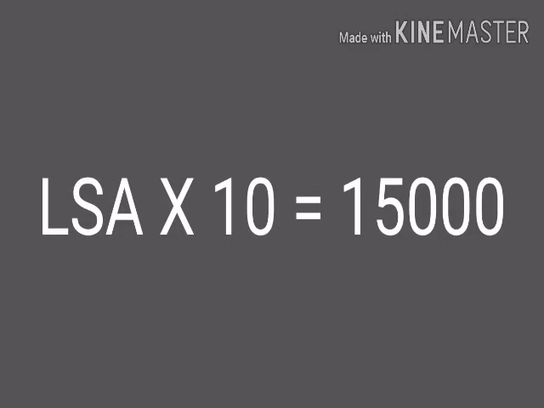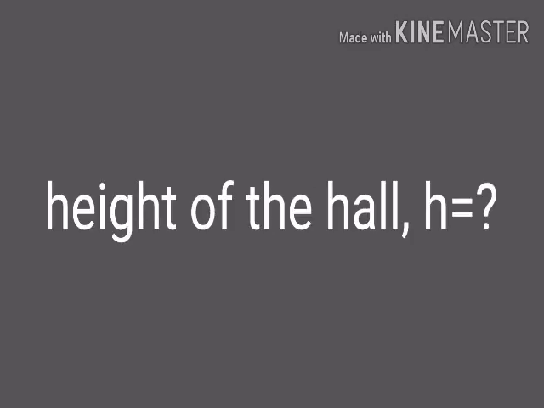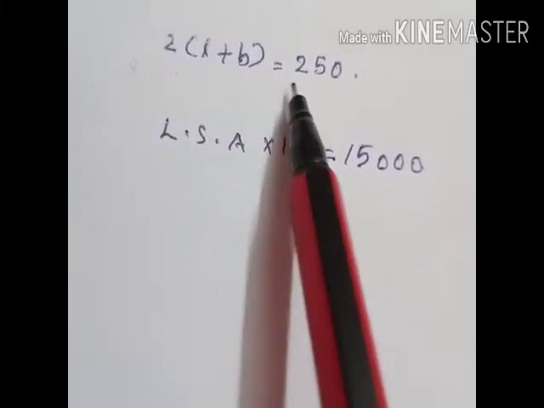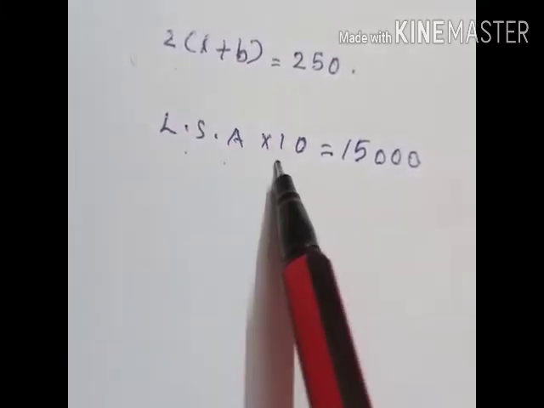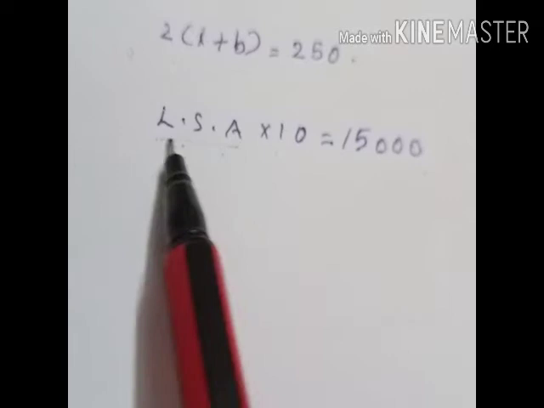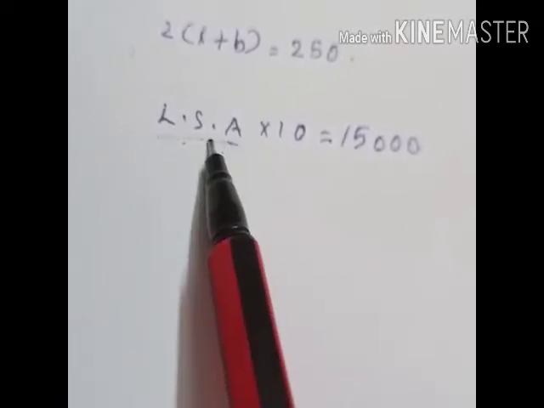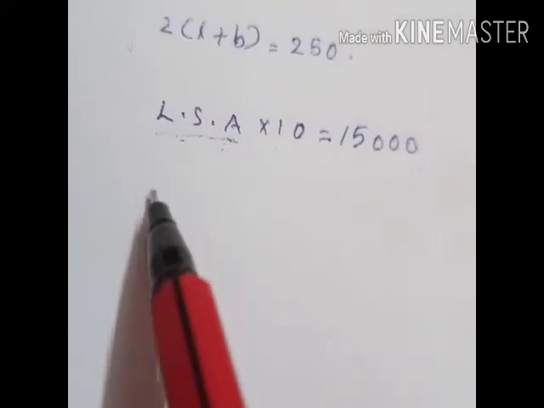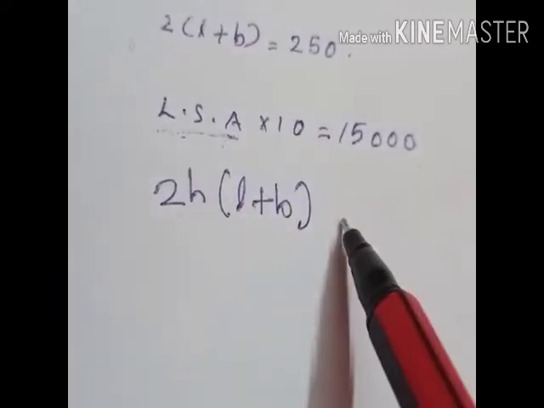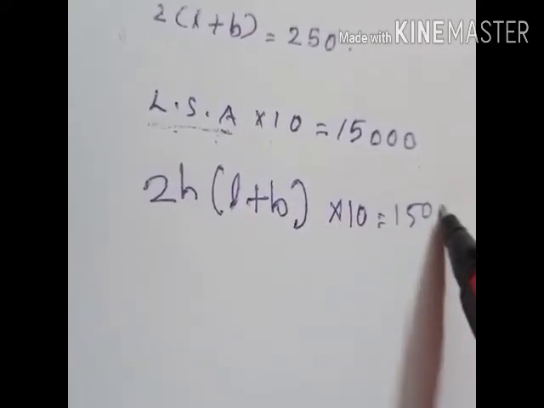So we have to substitute the values and find the measure h, that means the height of the hall. According to the question, we got 2 into (L plus B) equals 250 and LSA into 10 equals 15,000. So here we have to substitute the equation for LSA. LSA of a rectangular hall means LSA of a cuboid, that is 2h into (L plus B). Then into 10 equals 15,000.